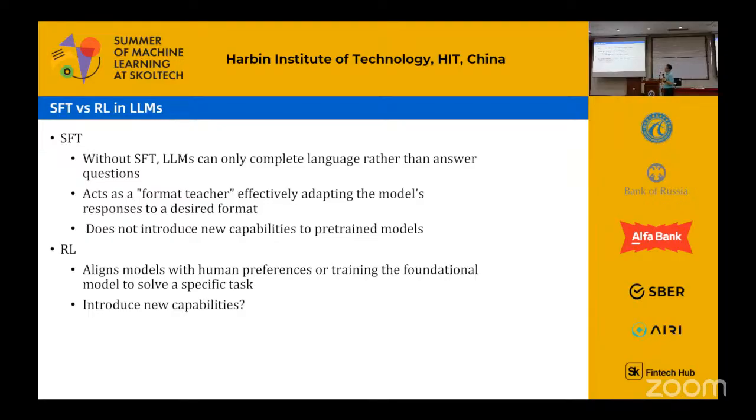Regarding new capabilities, someone claims that RL does not really introduce new capabilities to the pre-trained models. But someone also claims that it indeed introduces new capabilities. So it's still unclear so far. But maybe it also depends on how you define new capability. Actually, I will show an example later.